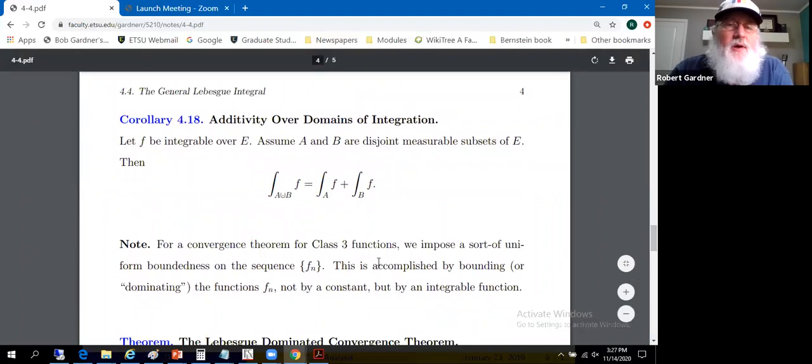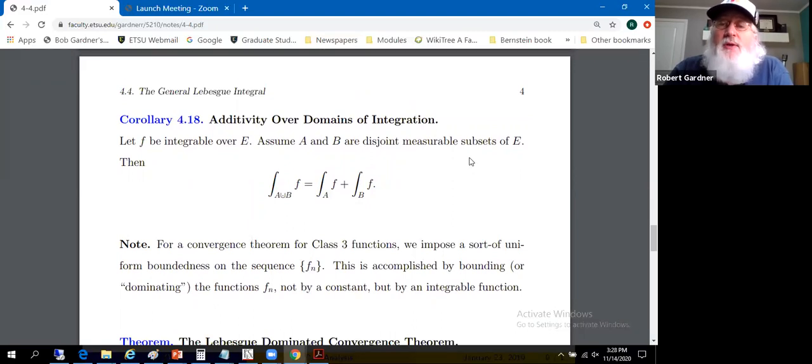Usual. Let f be integrable over E. That is, let f be a class 3 function. Suppose A and B are disjoint measurable subsets of E. Then the integral over the disjoint union of A and B is the integral over A of f plus the integral over B of f.